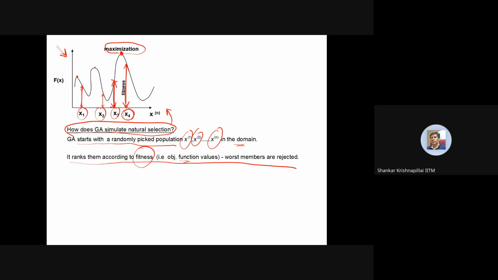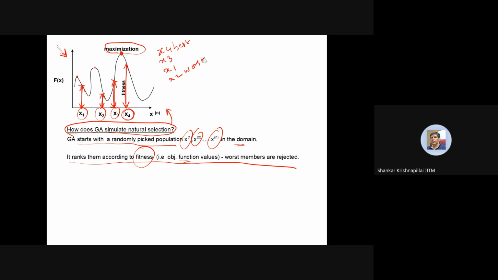Next is x1. x1 has the next largest value of the objective function. Finally, x2. x2 has the smallest value of the objective function. So you can rank them like this: x4 is best, then x3, then x1, then x2. So this is best, this is worst. This is called a ranking operation.